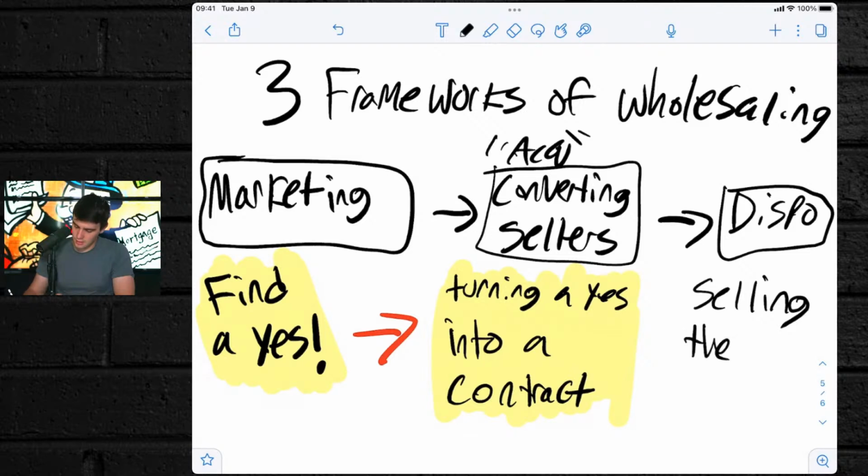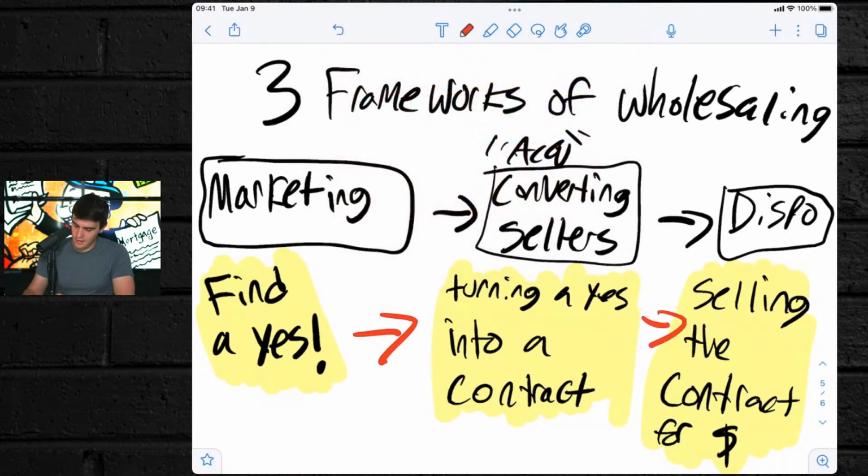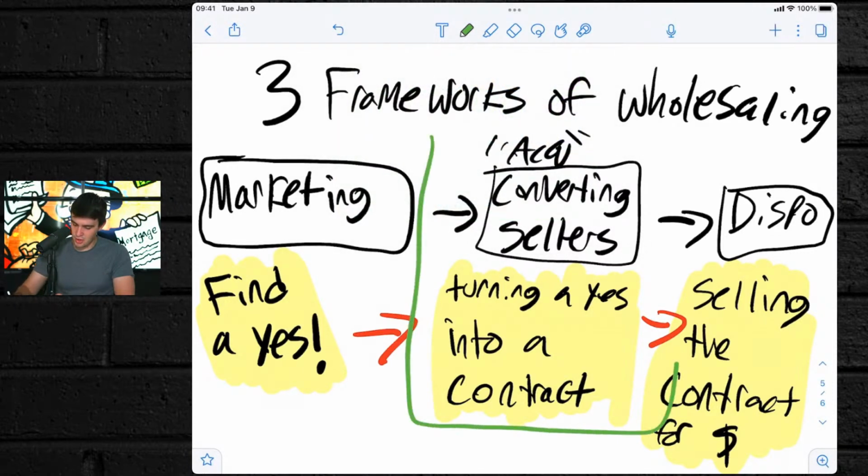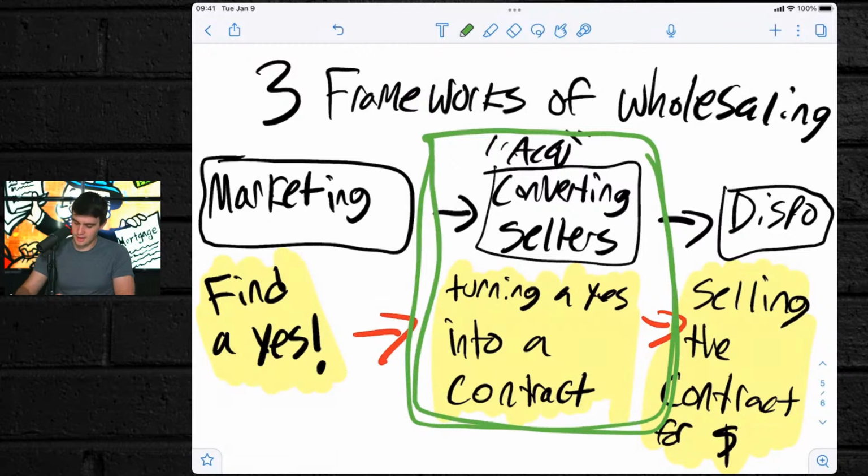Selling the contract, right? For money, right? That's what it is. So just so we know what wholesaling real estate's all about and what we're talking about today: what we're talking about today is purely converting sellers on acquisitions. This is what acquisitions is. This is what converting sellers is. This is what we're focusing on.